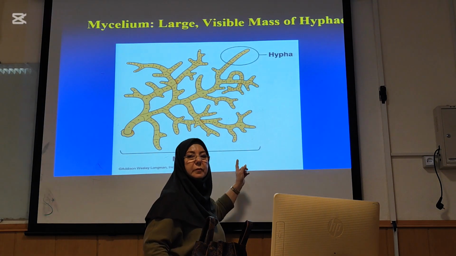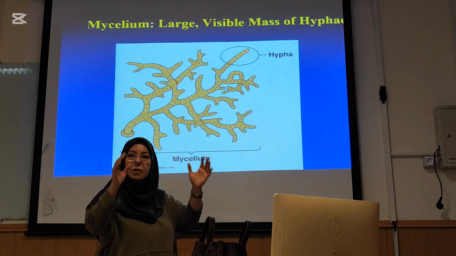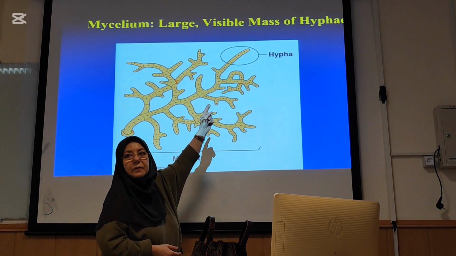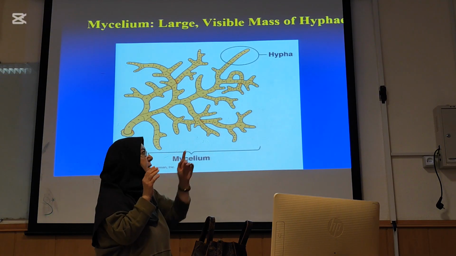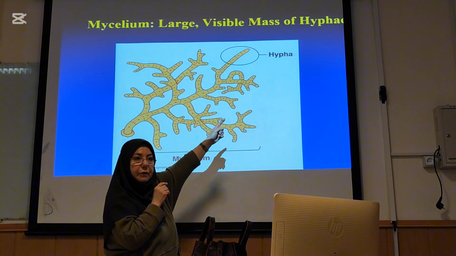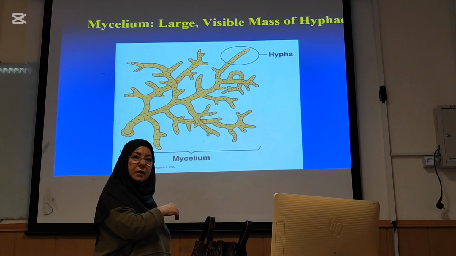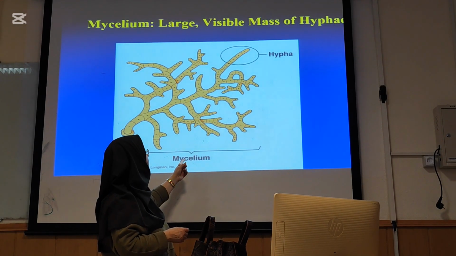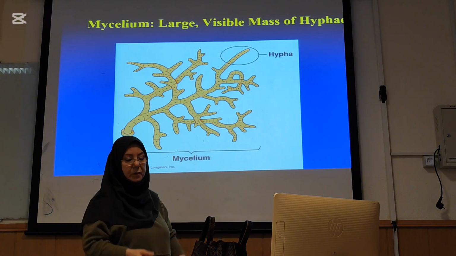And this form shows you a mass of mycelium. As you see, one piece of the filament is named hypha, but the mass of hyphae after branching makes a mass of mycelium.